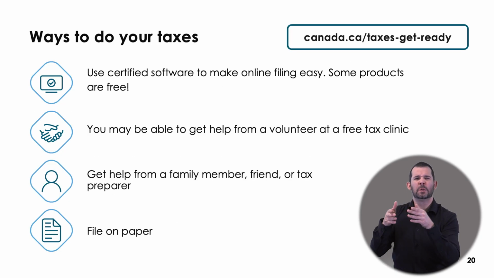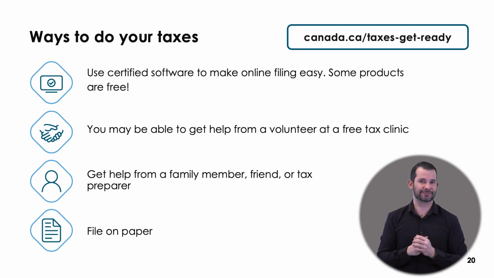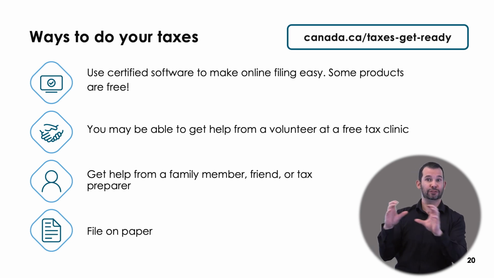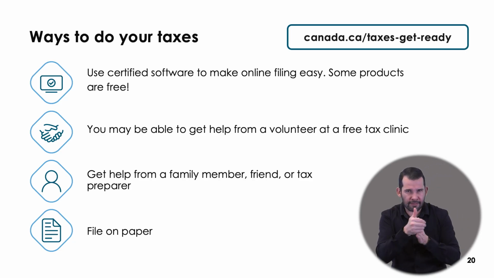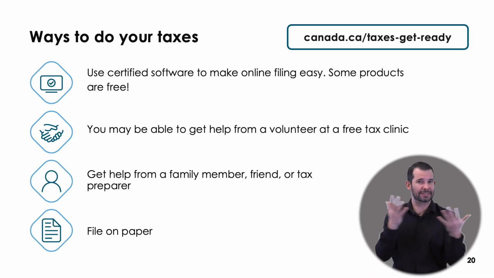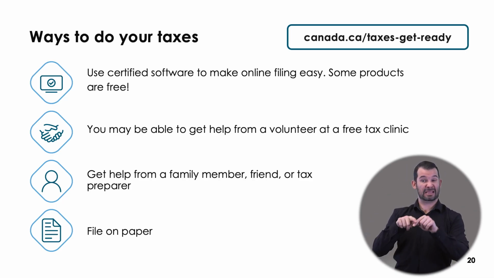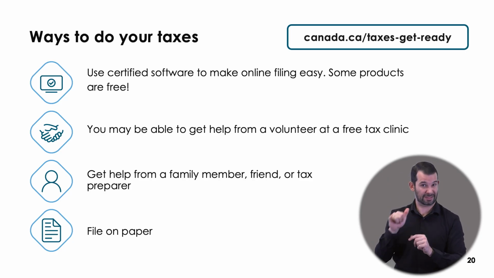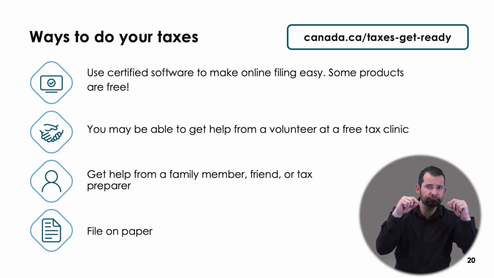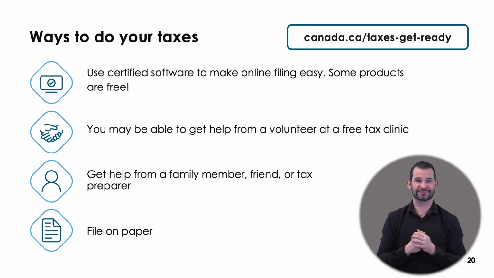There are a few ways to do your taxes. The fastest and easiest way is to do them online. If you are eligible, you can use certified software, some of which are even free on canada.ca. The software guides you through the process, calculates everything, and helps make sure you don't miss out on any benefits and credits. Depending on the software, you can also use the Autofill My Return feature, which can automatically retrieve your slip information from the CRA and populate the tax return for you.